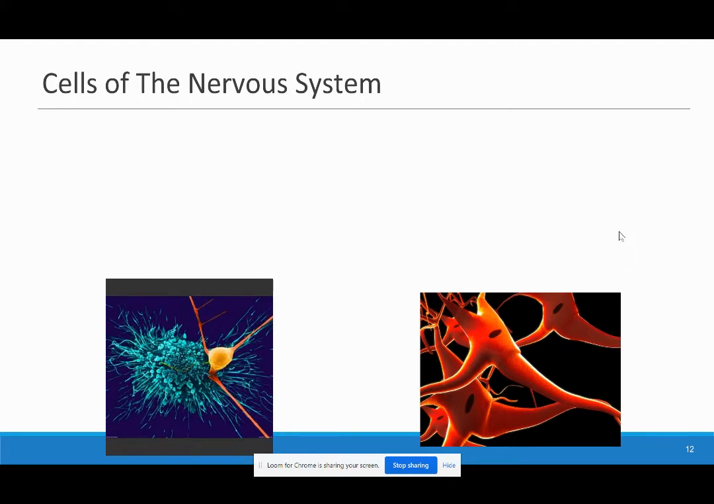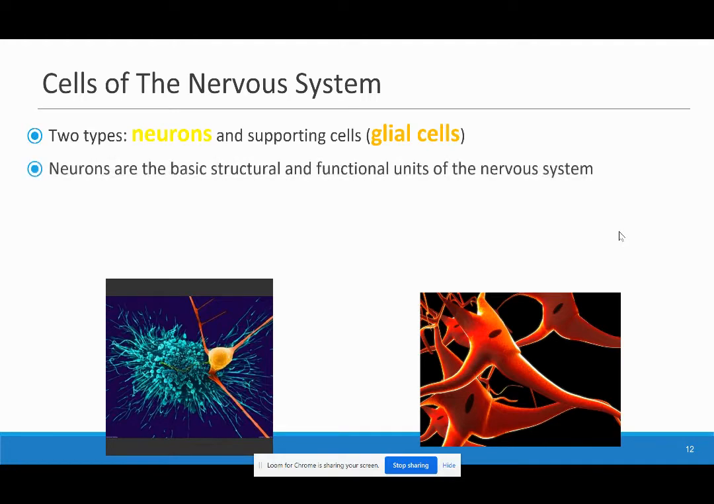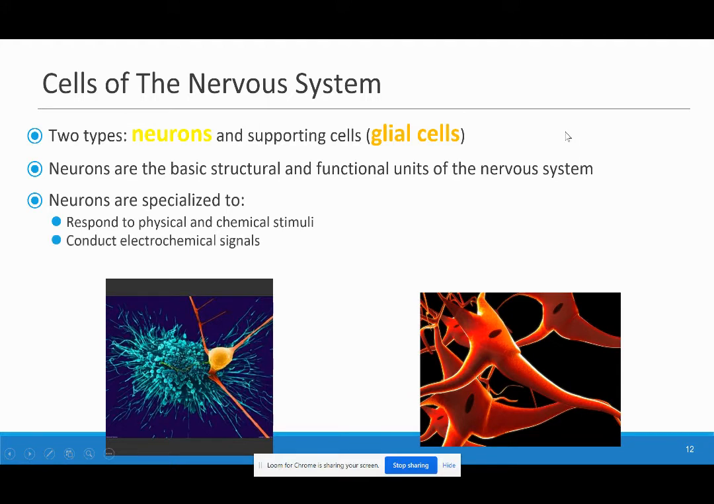Moving into the functional and structural units of your nervous system, that being a neuron. So there's two basic cell types in the nervous system. There's neurons, the functional structural unit, and then there's supporting cells referred to as glial cells. Neurons respond to physical and chemical stimuli. They conduct electrochemical signals or nerve impulses. They release chemicals that regulate various body processes.